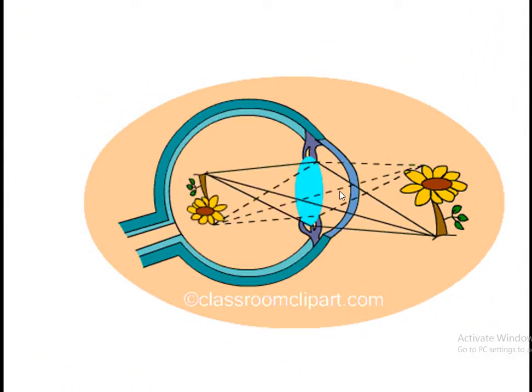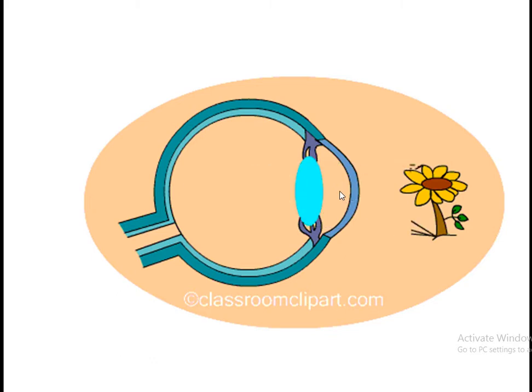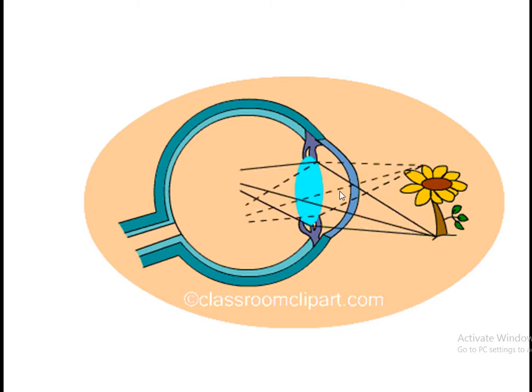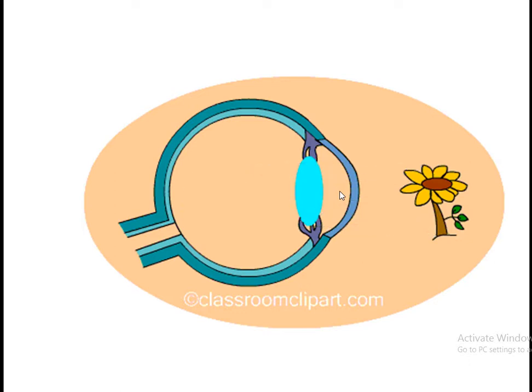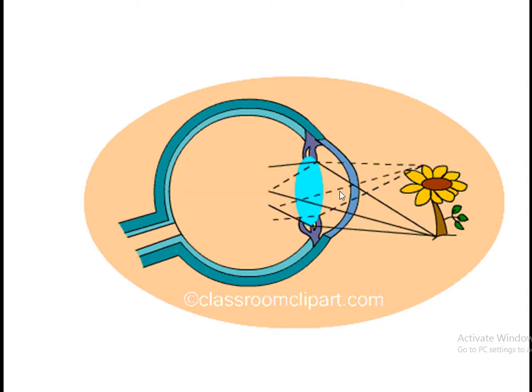One more picture. Now I think it should be clear to you that the image which is formed on the retina is inverted. What other changes occur in the light rays when they fall on the lens, cross through the lens and fall on the retina? All of this we will discuss later on in detail.